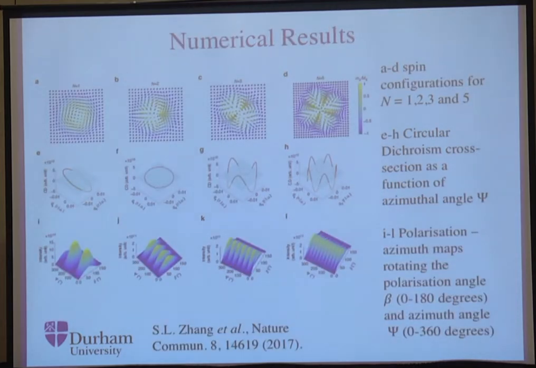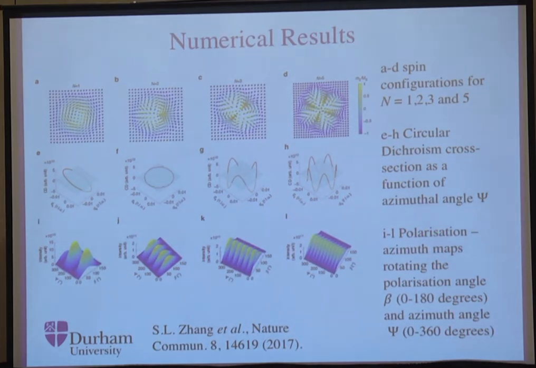So here are some numerical results. Here I'm showing spin configurations for n equals 1, 2, 3, and 5 topological winding numbers. And these show, as in Don's talk, a circular dichroism. And this shows the circular dichroism cross-section as a function of this azimuthal angle, which is, I think, exactly what you did.